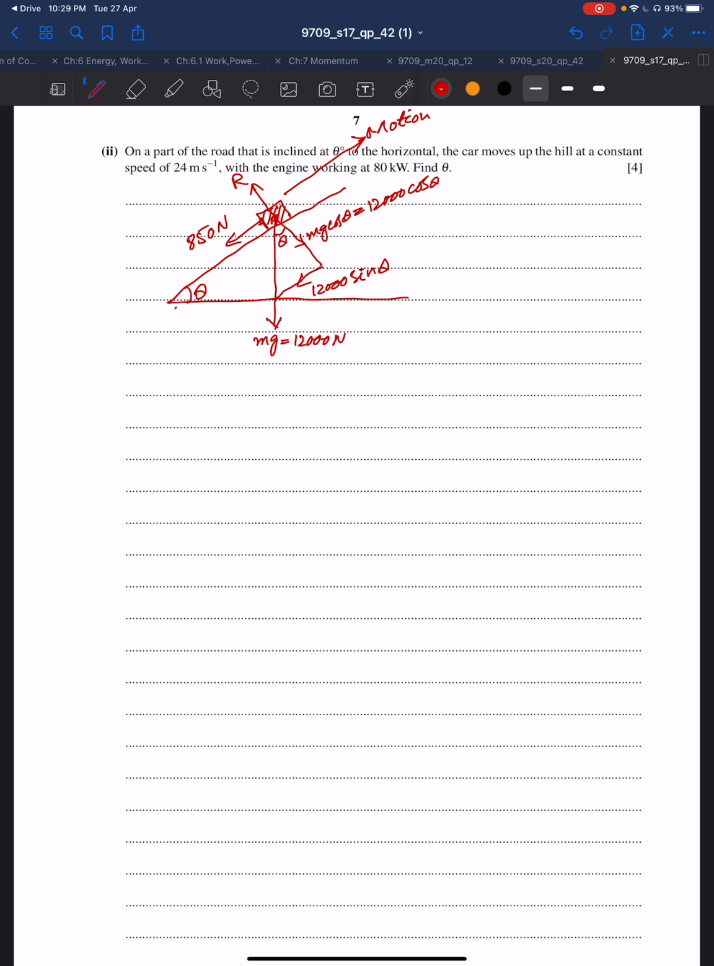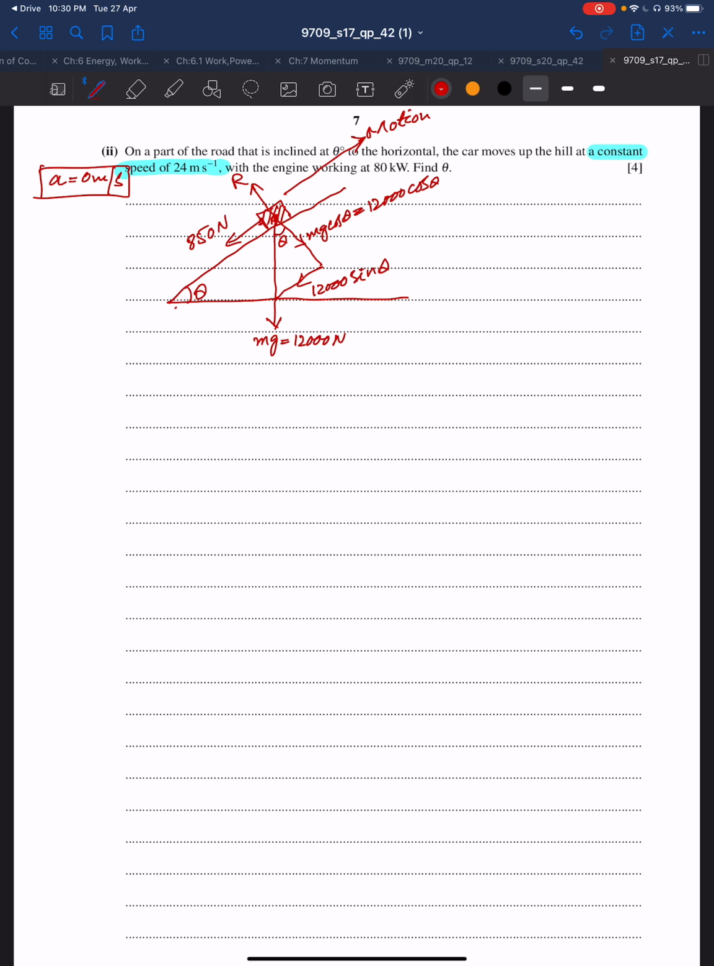Okay, they are saying the car moves up the hill at a constant speed. Now, this is really very important. Constant speed, that means there is no acceleration. So FD is equal to that. That means acceleration is zero. So we'll write down acceleration is zero at this time. So this is the important information.